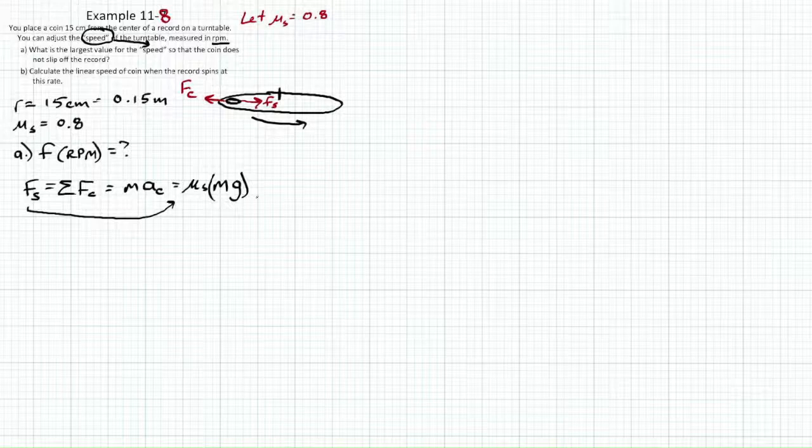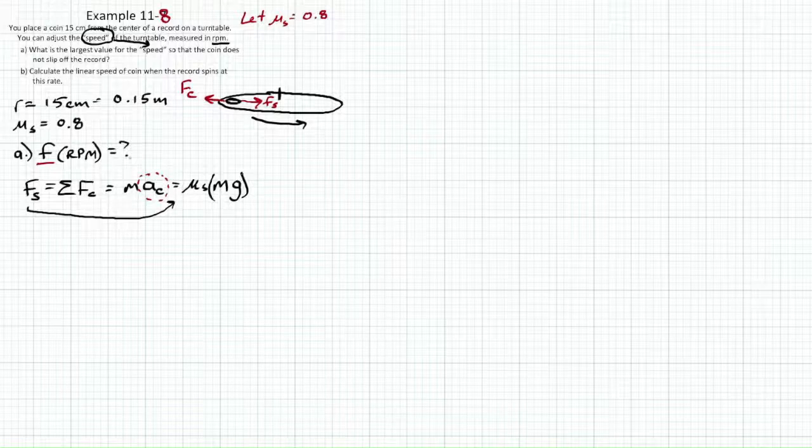So let's solve for the centripetal acceleration, which we don't know yet. Now, what are we ultimately solving for? We're ultimately solving for the frequency. But we know there's a relationship between centripetal acceleration and frequency. So let's solve for this first, and then solve for frequency.